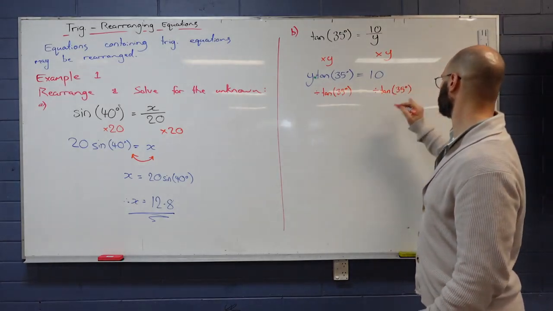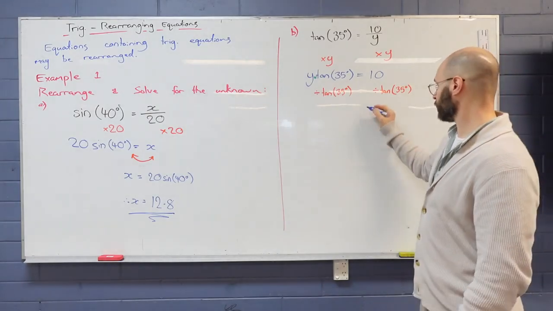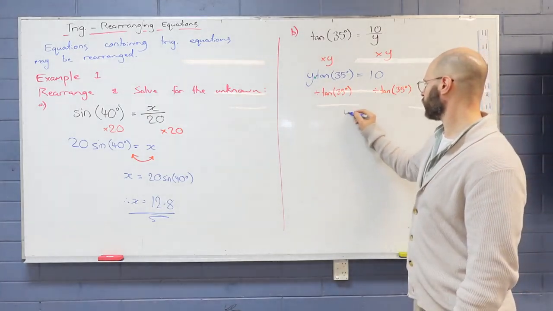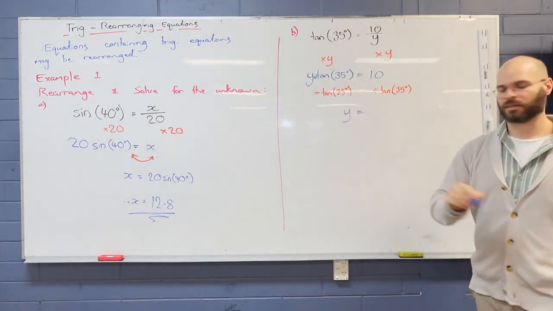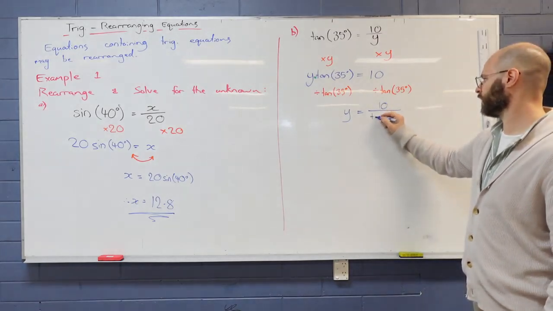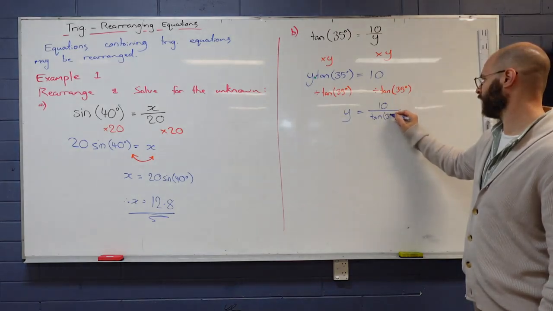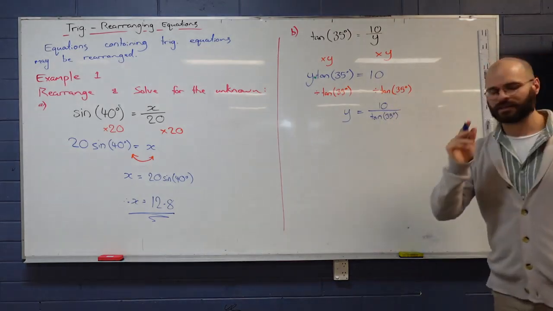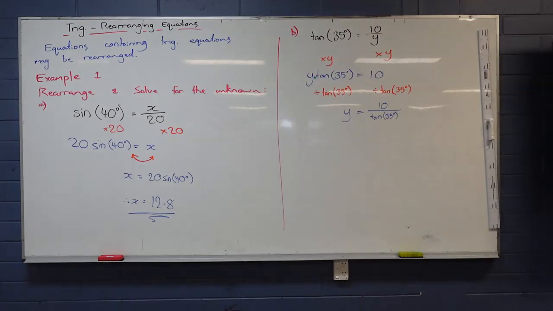Because it is. Is it? It is. So we get y on the left. We're going to get a fraction, 10 over tan 35 degrees. Now the next question is, we only have numbers on our right, we've got an unknown on our left. How do we even get what's on our right into the calculator?